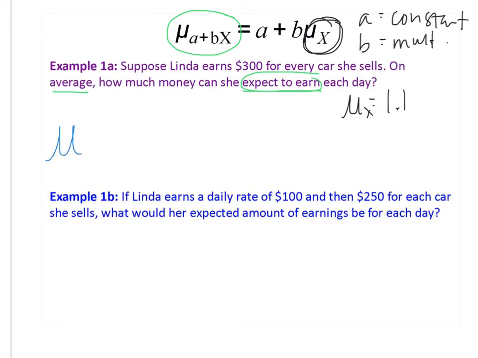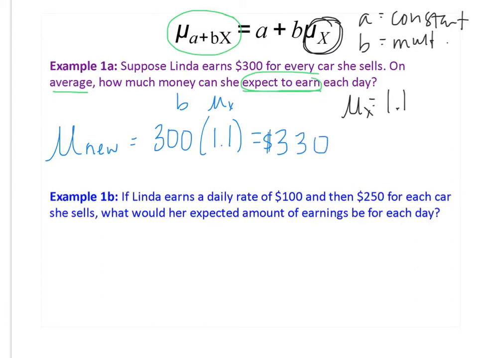So all I have to say is my new mean is 300 times my old mean. This is b, and this is mu of x. And when I do that, I get that my new expected value is $330. If I have to interpret that, I would say Linda can expect to earn $330 each day. So this was one example.